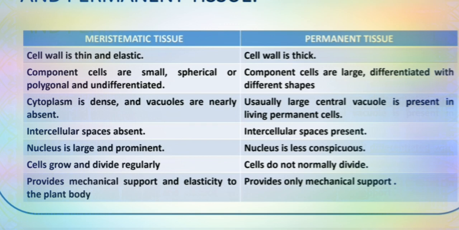How about the component cells of the permanent tissue? They are very large, and they are differentiated into parenchyma, aerenchyma, chlorenchyma, collenchyma, sclerenchyma, fibers, sclereids, xylem, and phloem. So here they are differentiated, and they have different shapes. Some are spherical, some are polygonal, some are round, some are elongated. So they have different shapes.